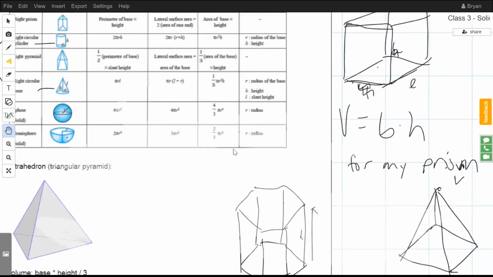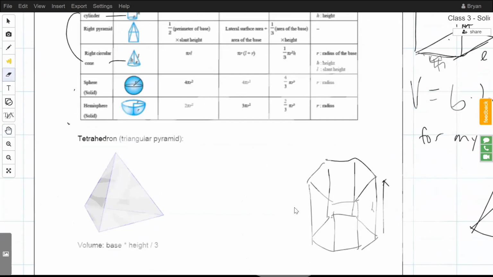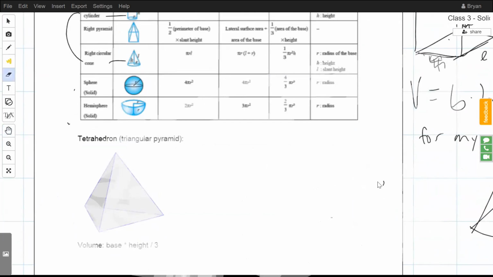Anyway, next controversial topic, the sphere. It's weird because it's just a 3D circle, as you might describe it.